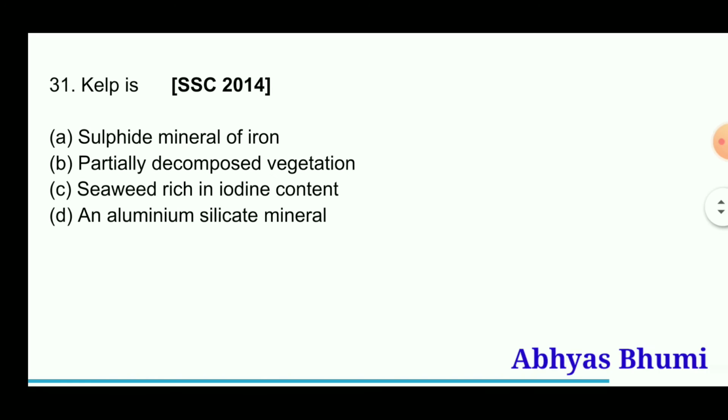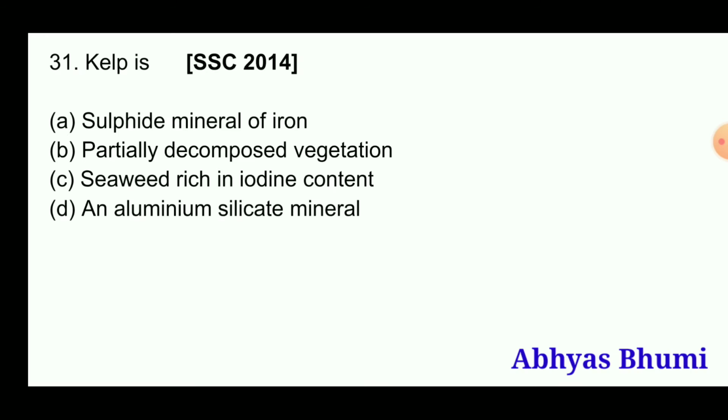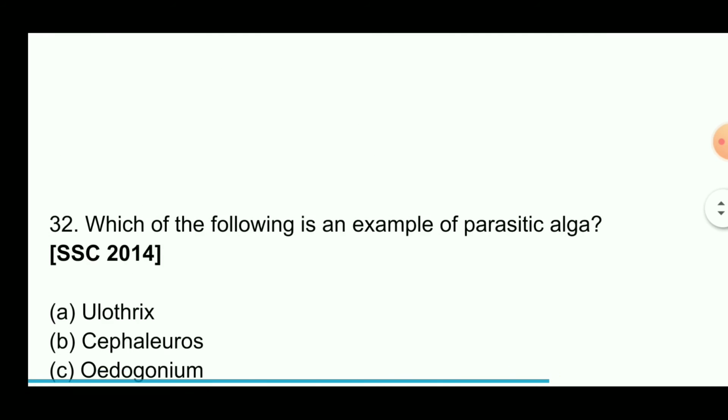The first question on your screen guys, the kelp is: option A, sulfide mineral of iron. Option B, partially decomposed vegetation. Option C, seaweed rich in iodine content. Option D, an aluminium silicate mineral. According to you, which one option is right guys? Yes, tell me the answer. If you are going with option C, seaweed rich in iodine content, you are absolutely right guys. Okay, turn for the next question.